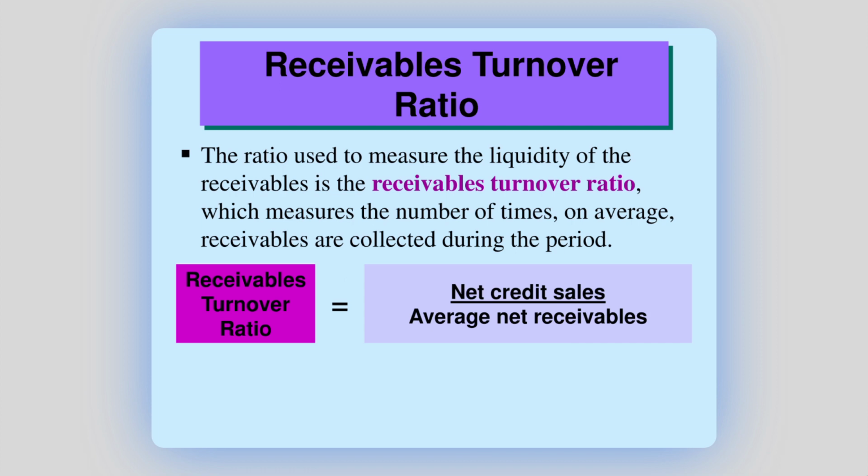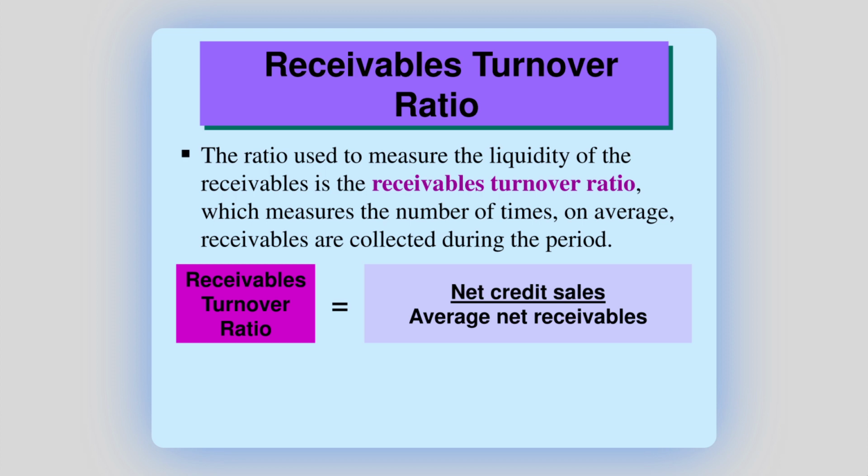Activity ratio, on the part of your liquidity. Number one is what you call your receivable turnover ratio. So, ano bang ibig sabihin ng receivable turnover? It measures the liquidity of the receivables. The receivable turnover ratio measures the number of times on average receivables are collected during the period.